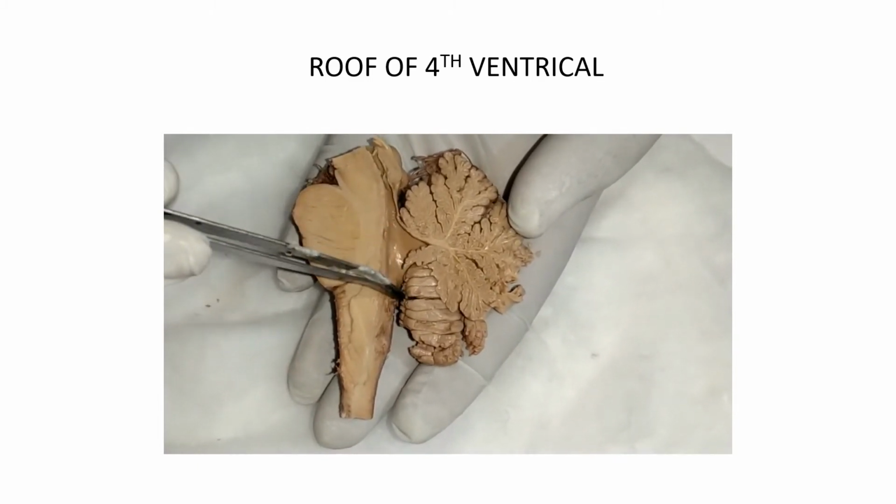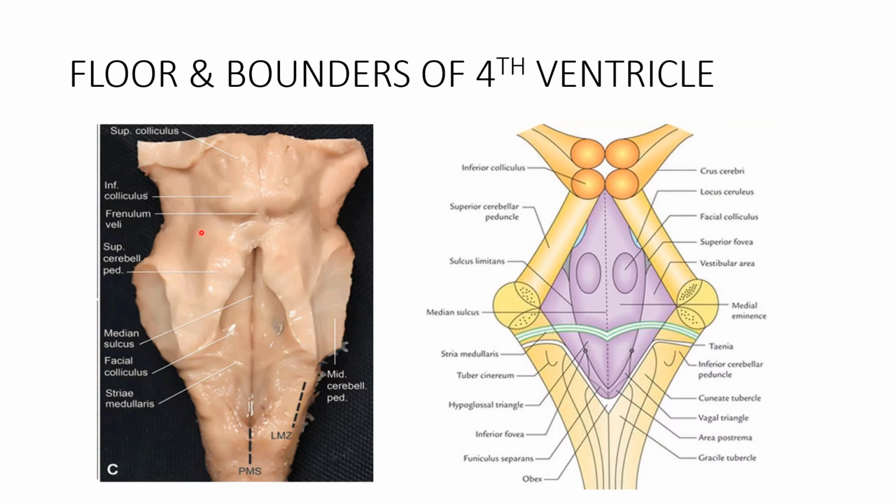Now we can see the floor and the boundary of the fourth ventricle in this picture. Firstly, we can see the boundary. The floor is diamond shaped. This is the supralateral boundary, which is formed by the superior cerebellar peduncle on each side. Here you can appreciate the supralateral boundary.